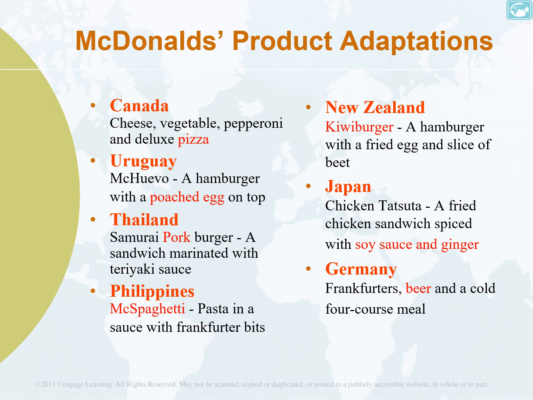In Japan, they have chicken tatsuta, a fried chicken sandwich spiced with soy sauce and ginger. I've been to Japan, and I don't think I tried that. I didn't see that. In Germany, Frankfurter beer and a cold four-course meal are available from McDonald's. Can you imagine that? When you go to those countries, check it out.